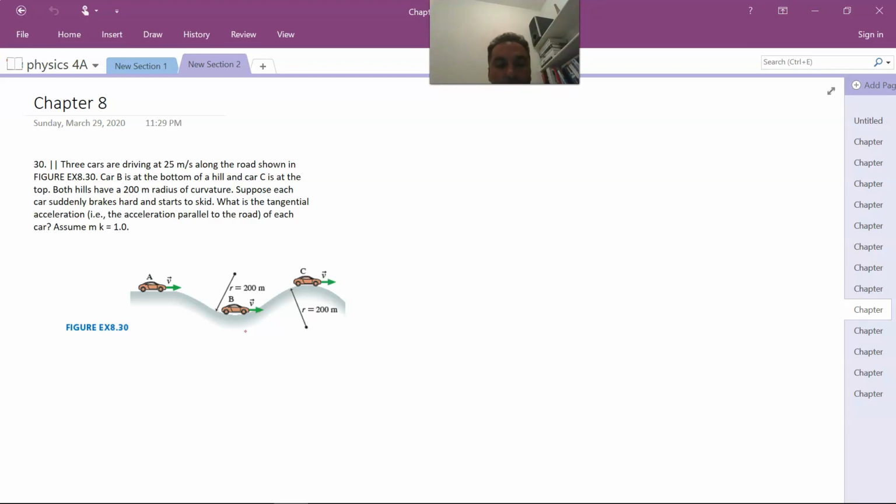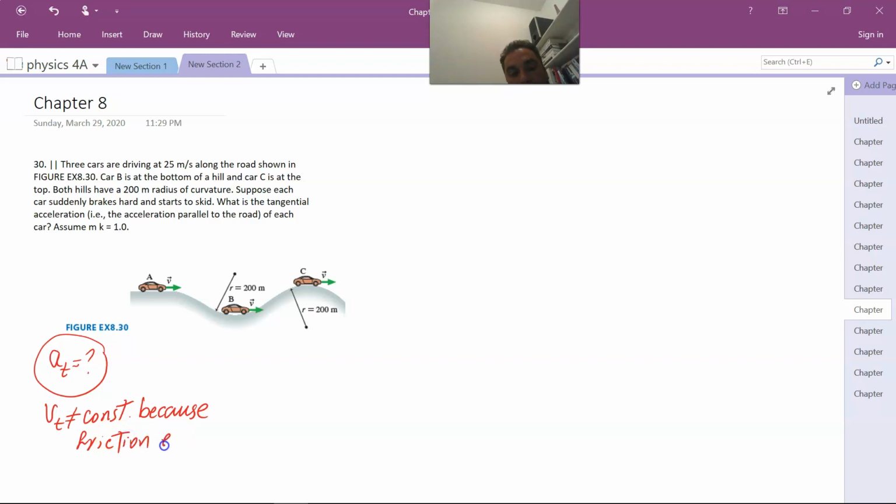This is a very good problem. So they want something new, tangential acceleration. Watch it. Here v_t is not constant. Why? Because friction exists.